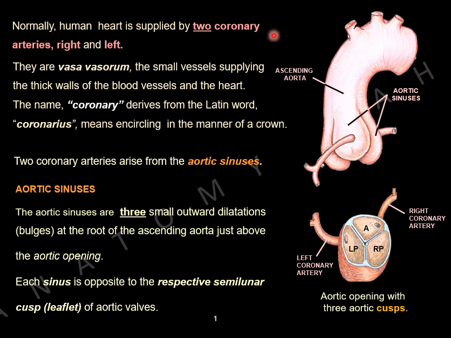Let's see the diagram. This is arch of aorta. This is ascending aorta. This part is the root of the ascending aorta just above the aortic opening. We have three bulges there called aortic sinuses. If you see the cross section of the aortic sinuses, one sinus is in front, we call anterior aortic sinus. Two sinuses are behind. One is on the right side, called right posterior aortic sinus. Another one is on the left side, called left posterior aortic sinus.